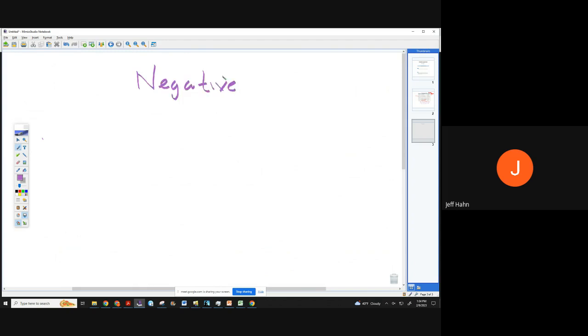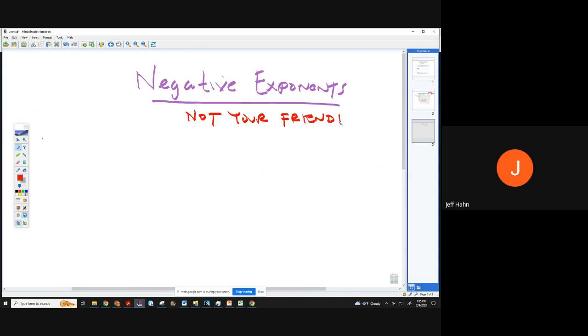Negative exponents. Ladies and gentlemen, they are not your friends. Not your friends. There's only one thing that we use negative exponents for that really we should, and we'll get to that in a minute. But let me see if I can tell you where a negative exponent comes from.